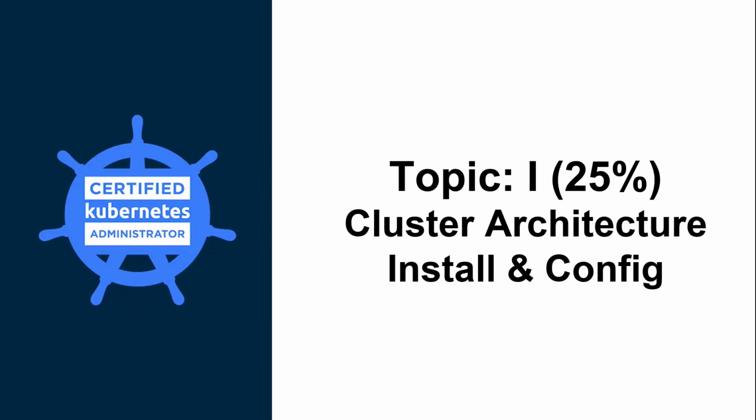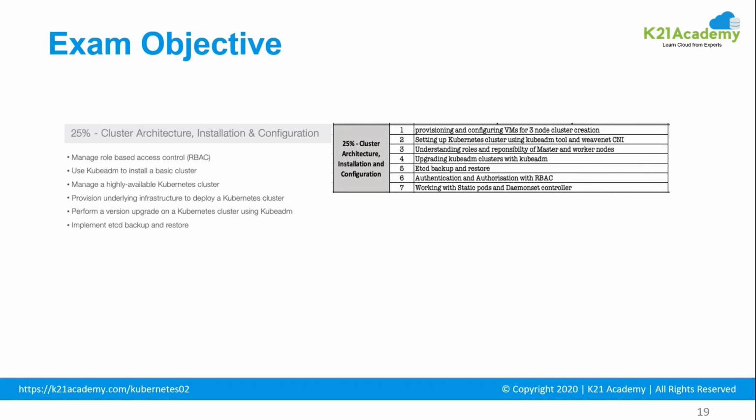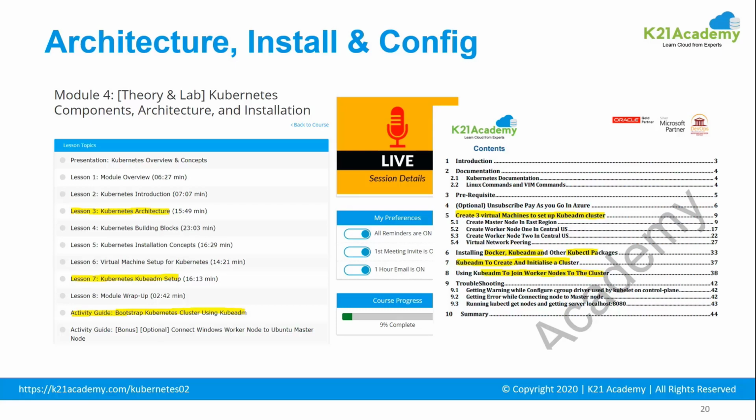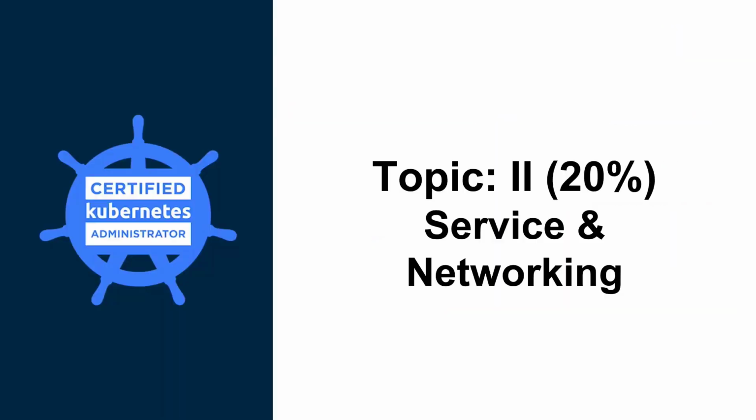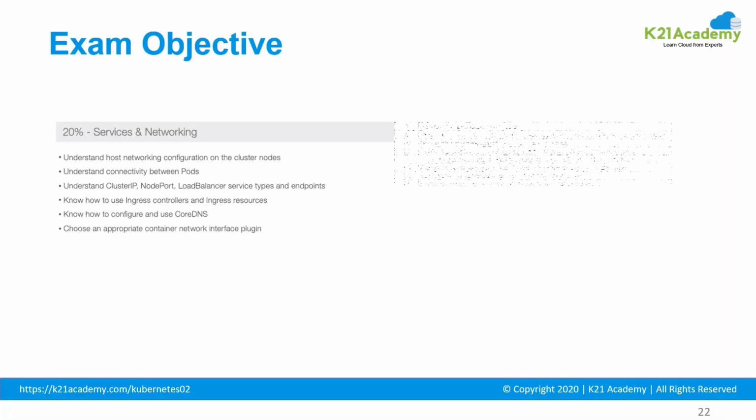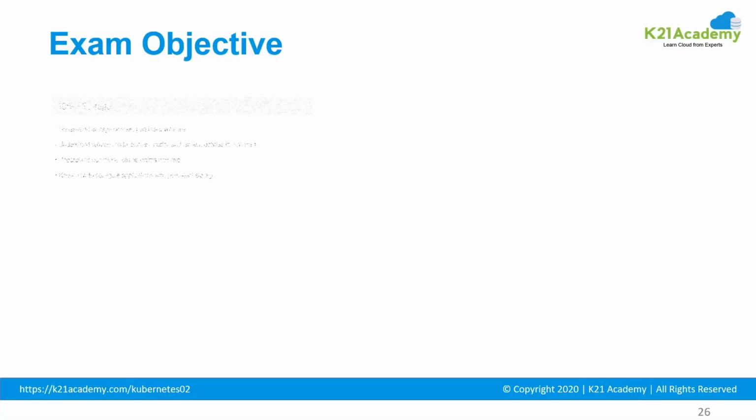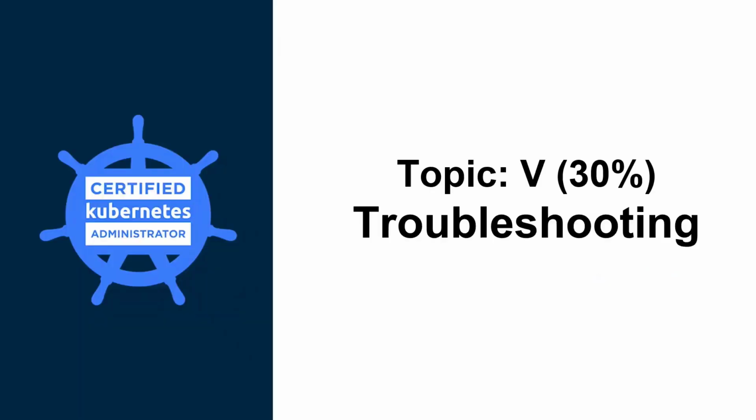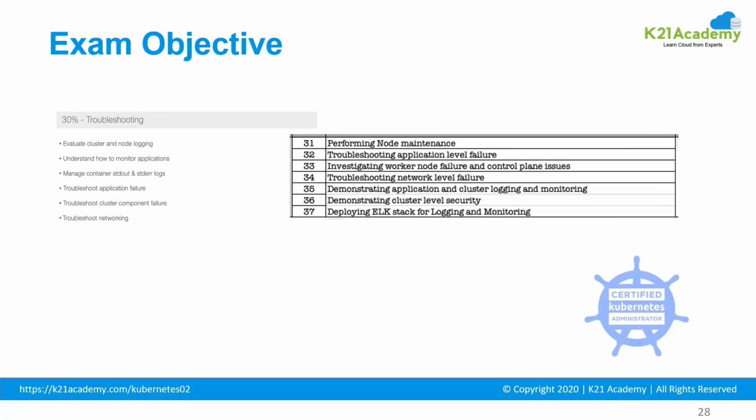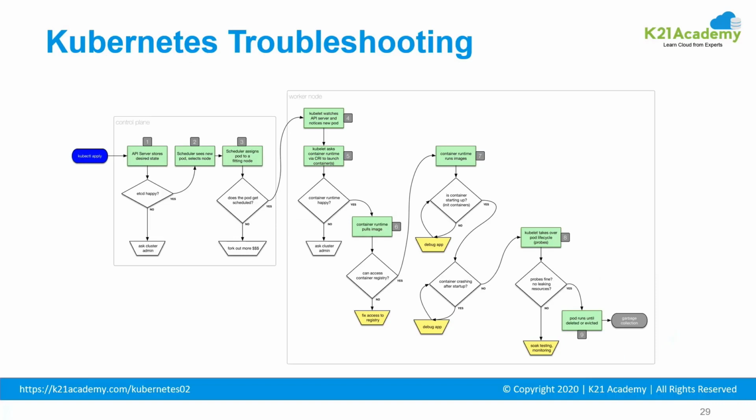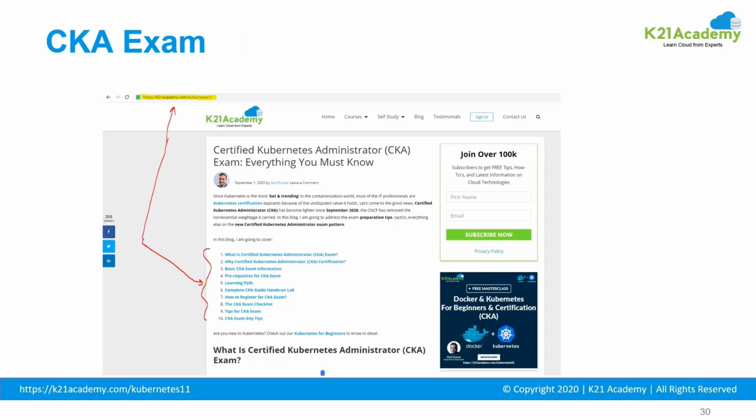And she will then go topic-wise, starting from cluster architecture, install and configure. So what are the objectives and what labs you should be performing in order to learn and do this certification. Topics like architecture, installation, configuration, service and networking, and workload and scheduling consist of 15% each, 10% on the storage side, and then the final 30% on troubleshooting, which is very important for you as a Kubernetes administrator. You should know all of these inter-components and how to troubleshoot them.